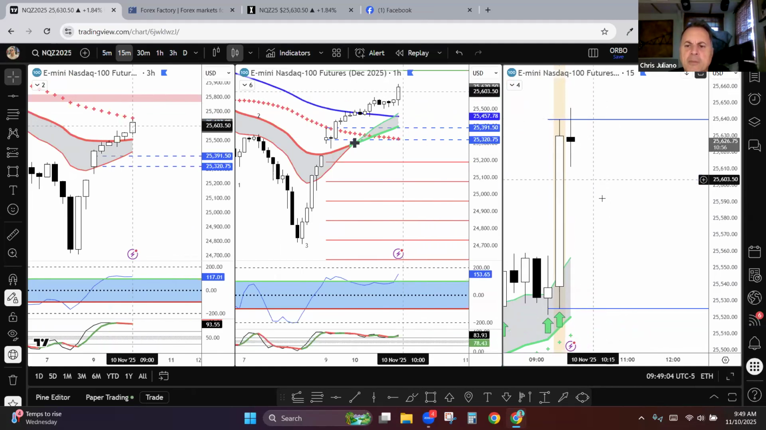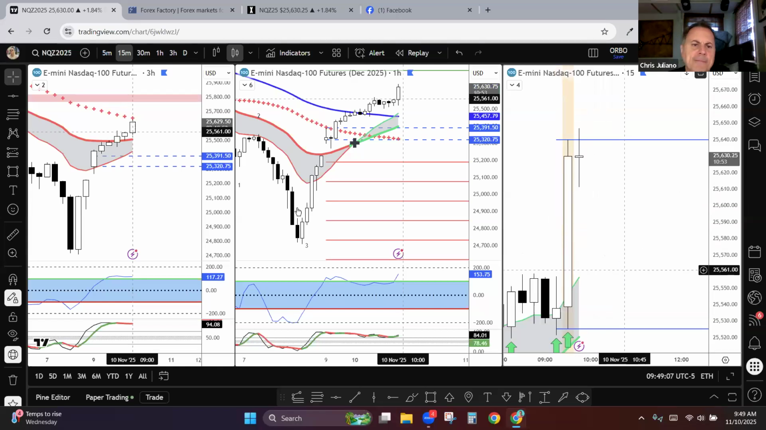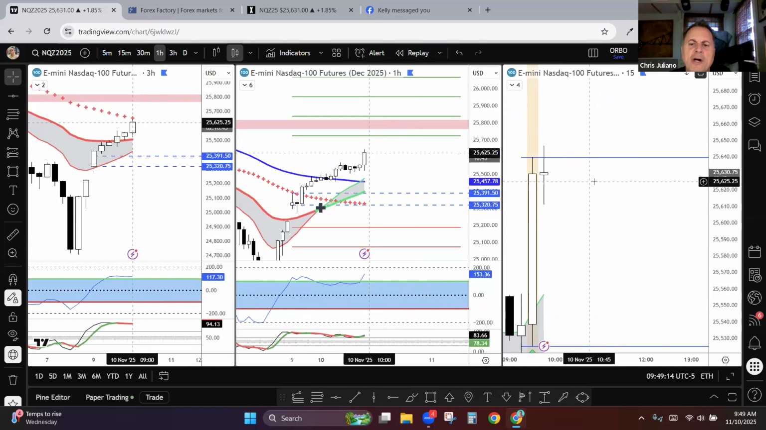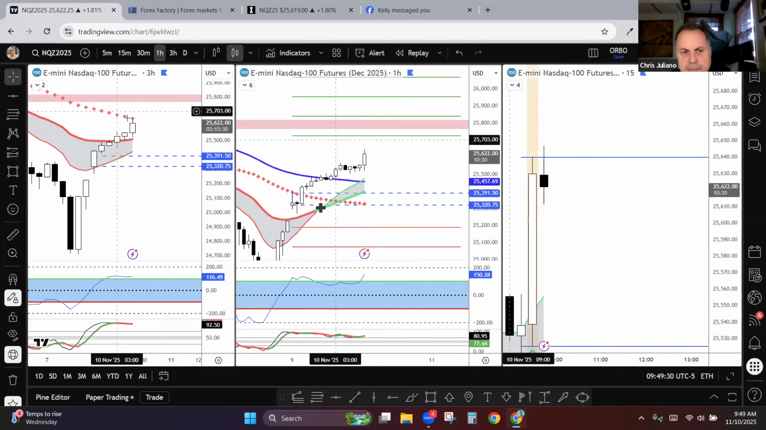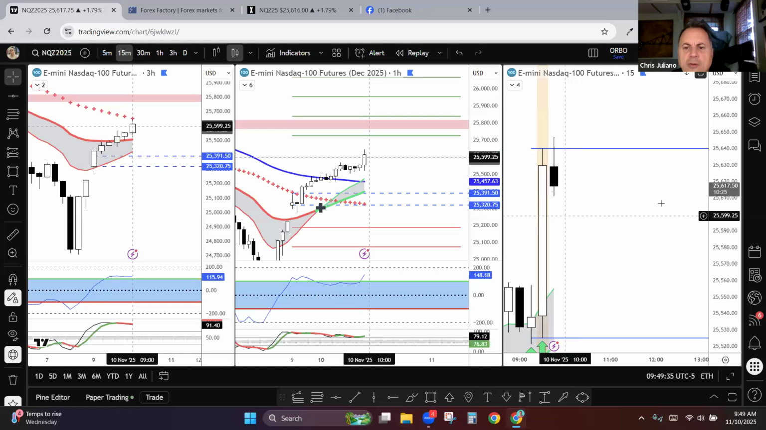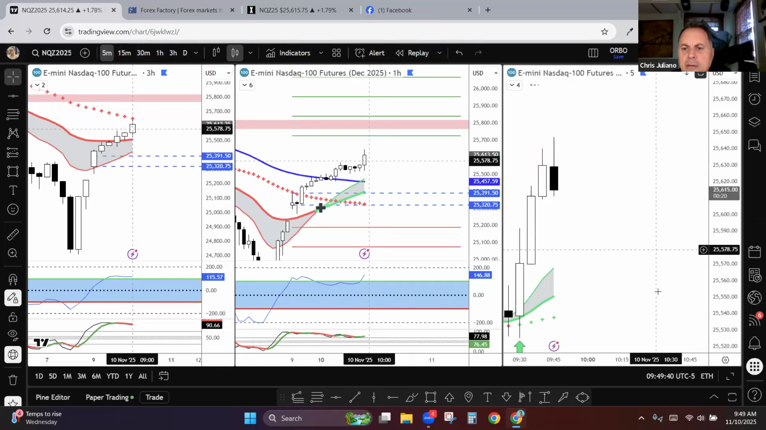So this could potentially pull back or sort of go sideways for a while. But we're running right into resistance right there. Very wide opening range. Let's go over to the 5-minute.